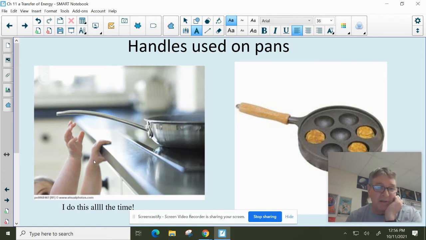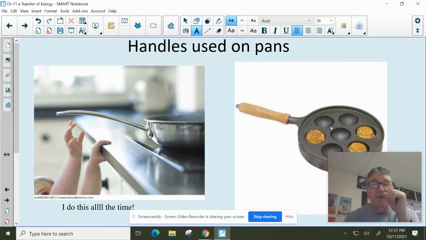Hopefully this picture is not a baby getting hurt, actually. Now, what they often do on pans is they put handles of a non-conducting material. They put something like wood, which is a non-conductor or a good insulator. I'll talk about those terms in just a second. So that will keep the pan handle from getting hot, but obviously you can't put this pan in the oven.